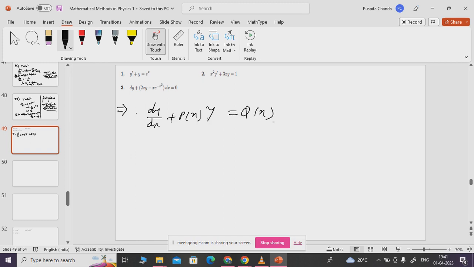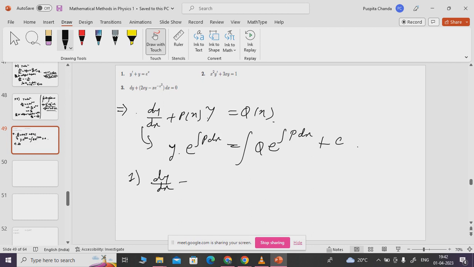Now these are some differential equations we need to solve, and here we need to take this form as dy by dx plus P(x) into y equal to Q(x). So the solution of these is y into e to the power integration P dx is equal to integration Q e to the power integration P dx plus c.